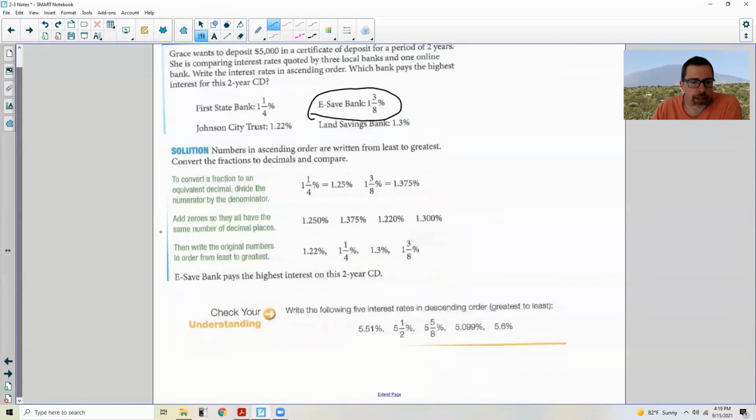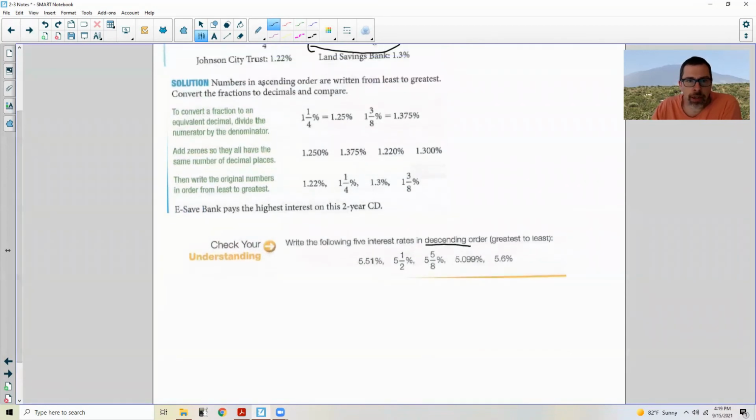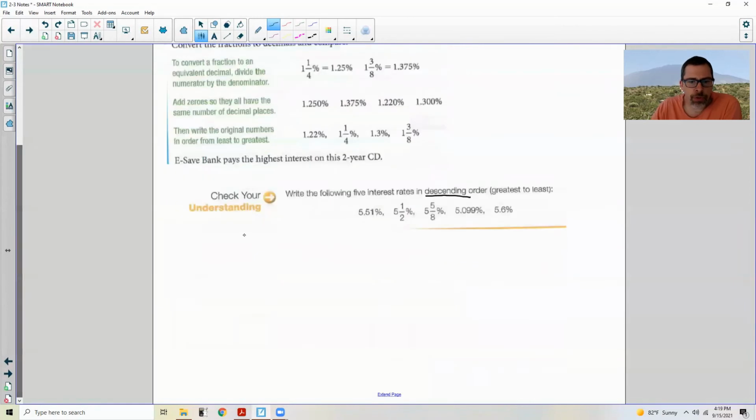Okay, check your understanding. Write the following 5 interest rates in descending order. That's greatest to least, by the way. Notice it said descending order, and this one said ascending. Be careful with those. Descending is greatest to least. So pause the video, see if you can do this.